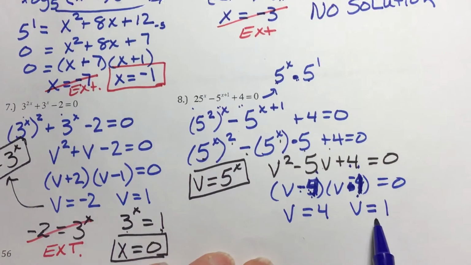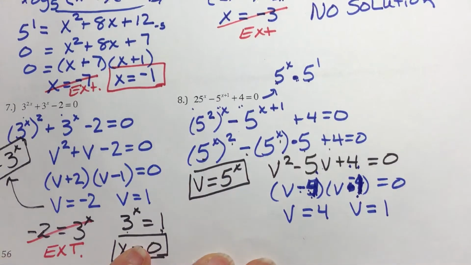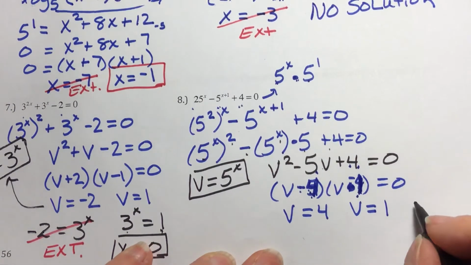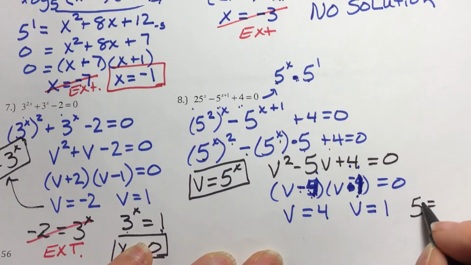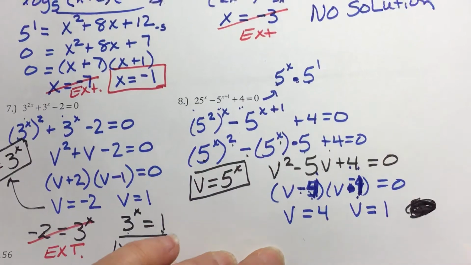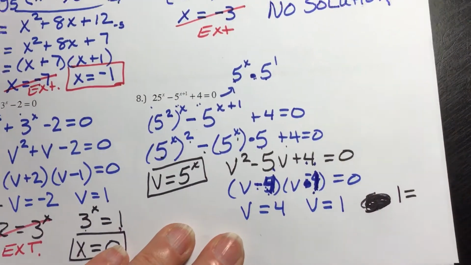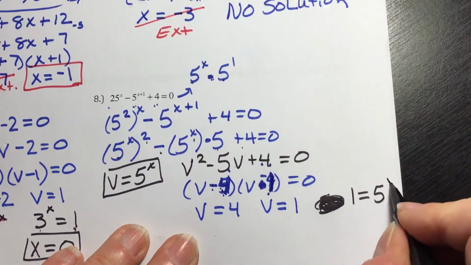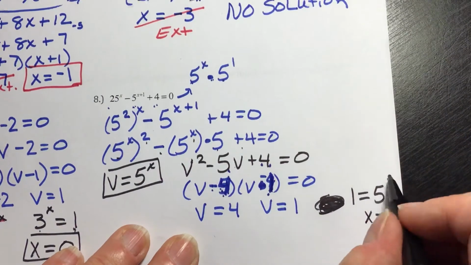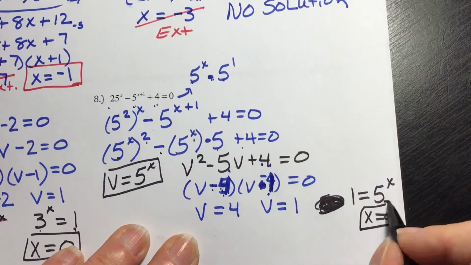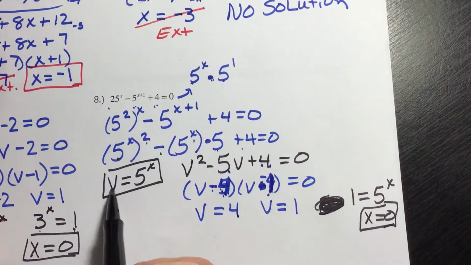So this one is kind of easy because if I'm substituting back inside here, v is 1, so I have 5 to the x equals 1. And we know that 5 to the 0 is 1, so x is 0. That's one solution. Now my other solution is v is 4.